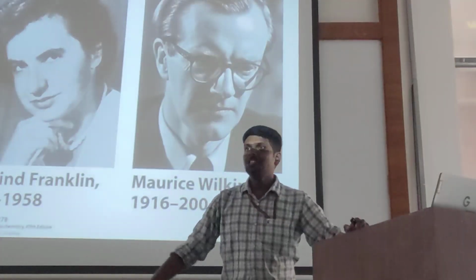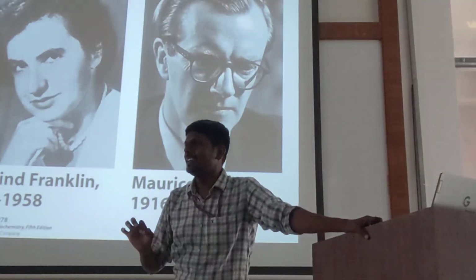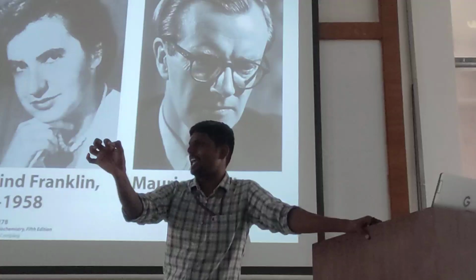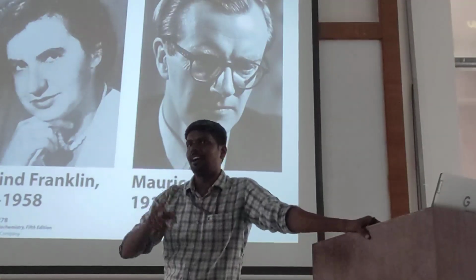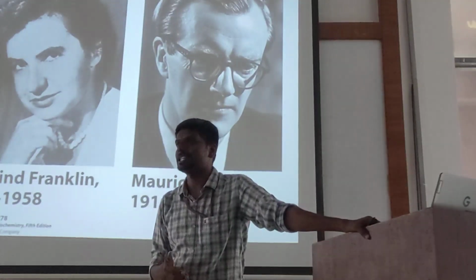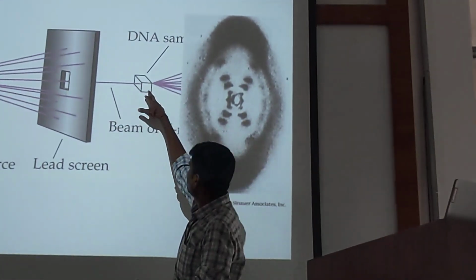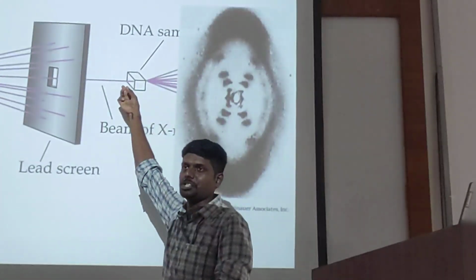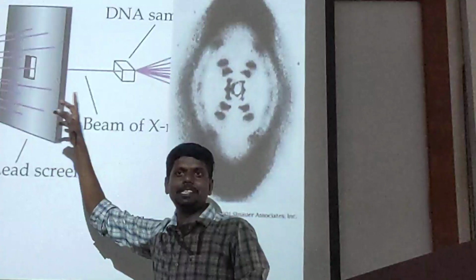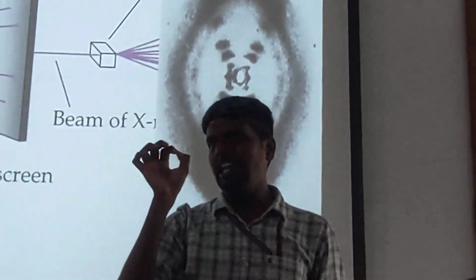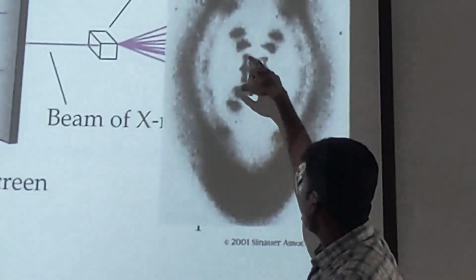Now what did she do? She took the nucleus of the cell. She crystallized it and started bombarding it with X-rays. Then what happened? She kept the DNA in this crystal and shot X-rays. Now we got a very interesting photo. That is an X photo.